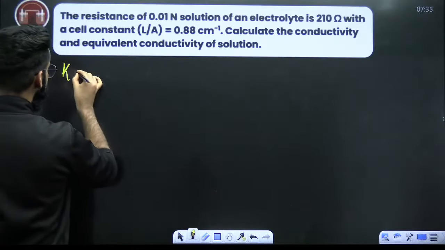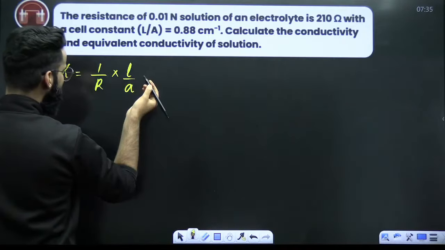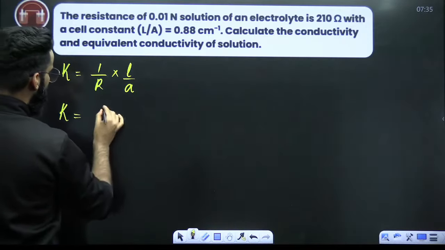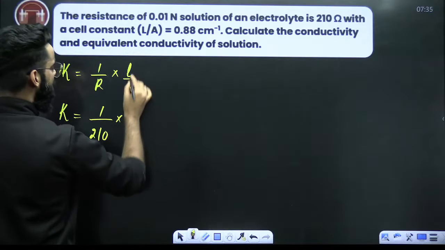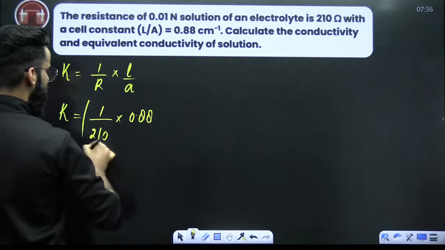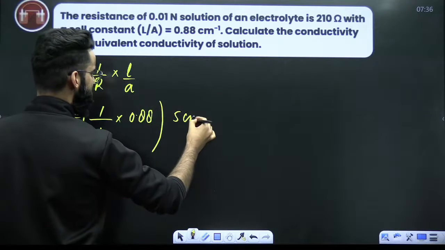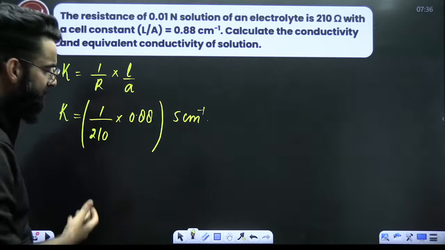Conductivity is kappa, which is equal to 1 divided by R multiplied by L by A, right? So kappa is going to be equal to 1 divided by R. R is resistance, which is 210 ohms. L by A is the cell constant. Cell constant is given to us as 0.88 centimeter inverse, right? When you solve this, you get the answer in Siemens centimeter inverse. This is your conductivity. This was the first question.